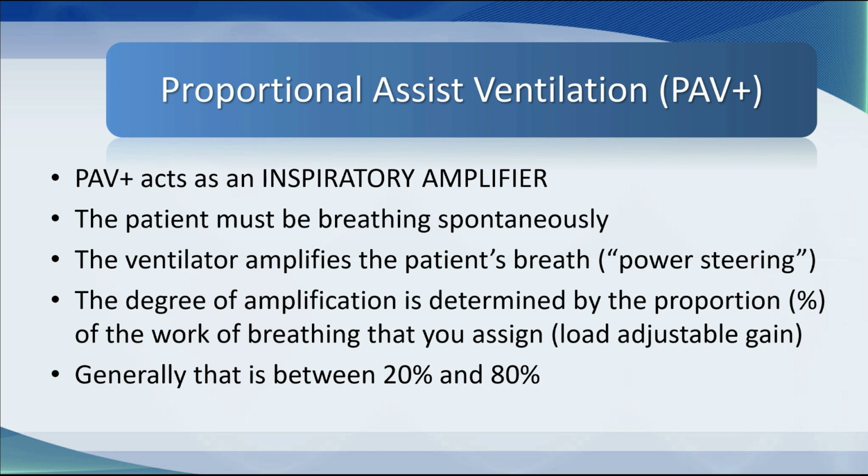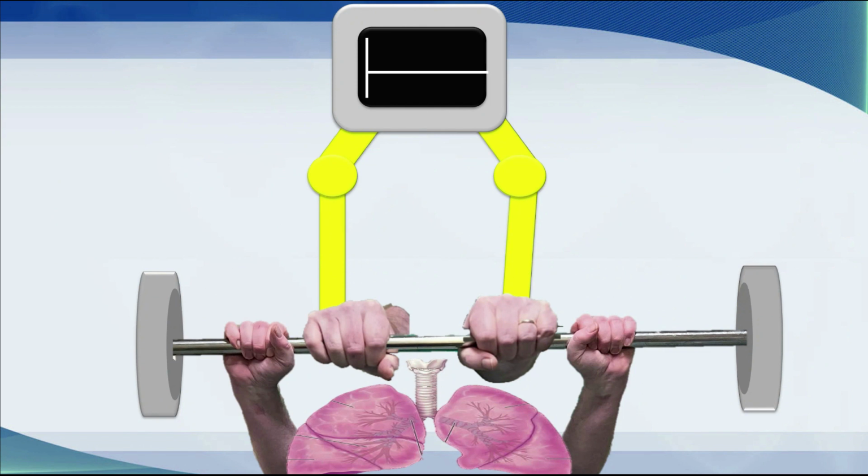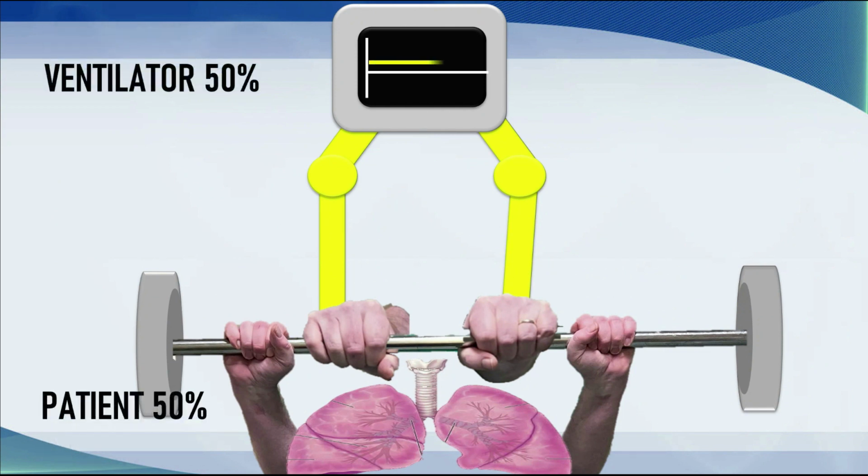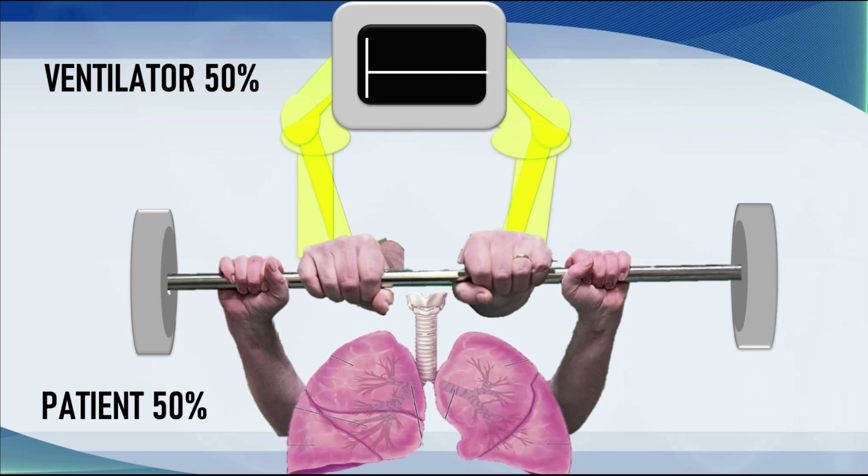between 20% and 80%. And when we say 80%, that means that it's 80% of the work that is being done by the ventilator, or 20% of work that's being done by the ventilator. The proportion that we set is the ventilator's work, not the patient's work. Just to explore what this means, in this case I have set the ventilator to do 50% of the work and the patient to do 50% of the work.